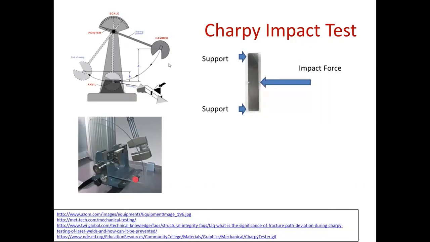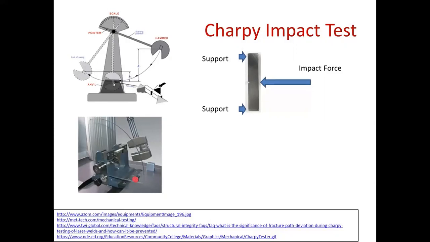Now, in terms of the test machine up here in the upper left-hand corner, the main components are the anvil, which supports the sample, the hammer, which impacts the sample, and a scale and a pointer, which is used to measure how much energy is absorbed. The hammer is originally raised to a height h. If there's no sample, the hammer will swing down and then back up to the same height h, assuming this is a frictionless bearing. When you put a sample in the way of the hammer, energy is absorbed by the sample when it breaks, and the more energy that is absorbed, the lower the final height h2.